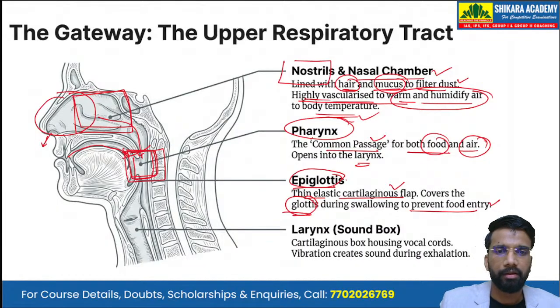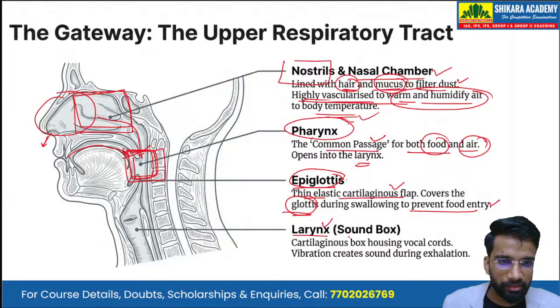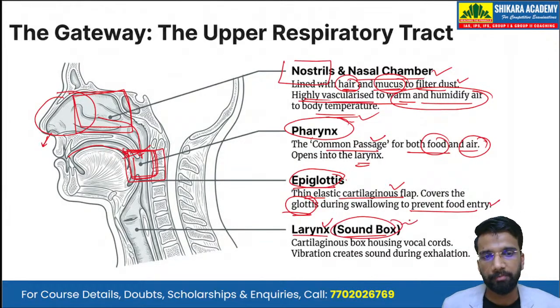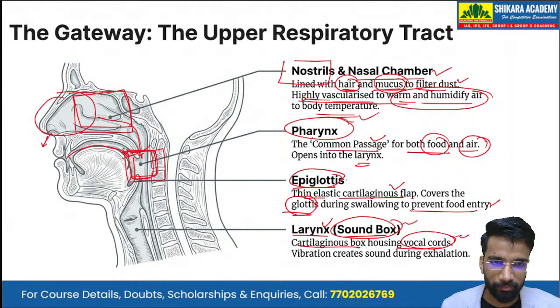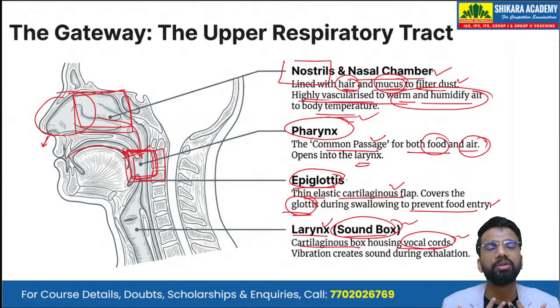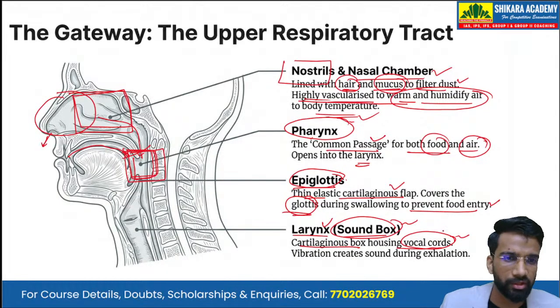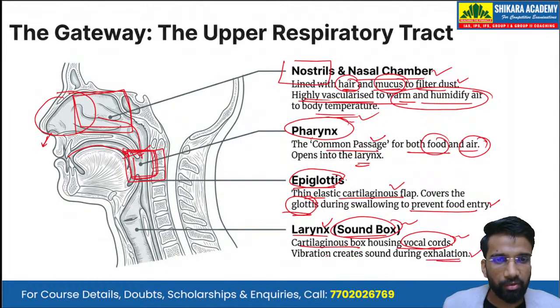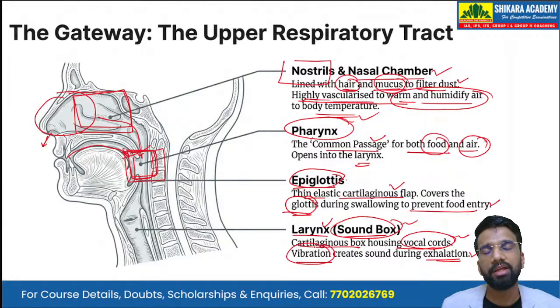Then we have the larynx, also known as the sound box. It is also made up of cartilage and houses the vocal cords. When we breathe out, during the process of exhalation, they vibrate and create the sound.